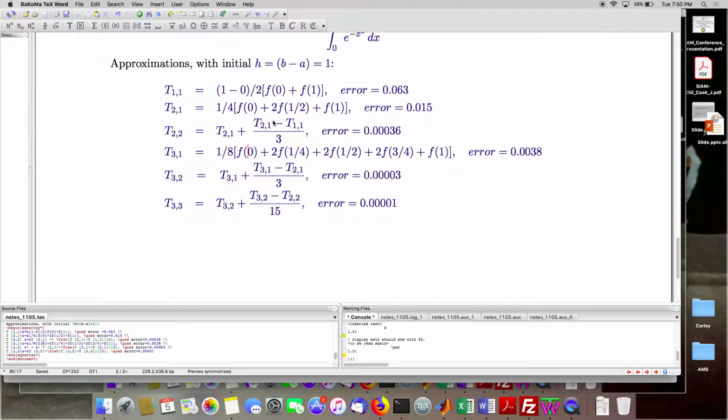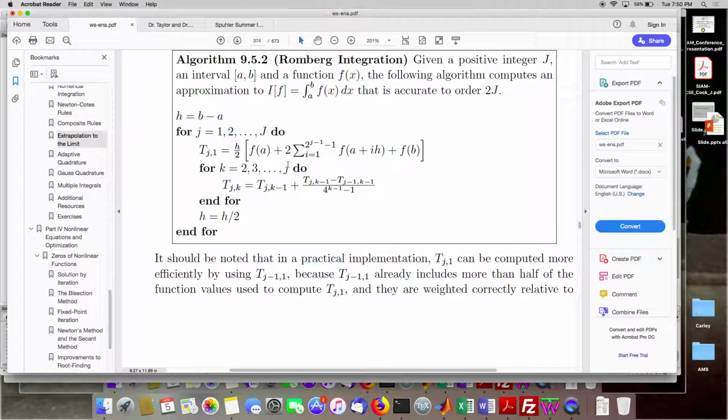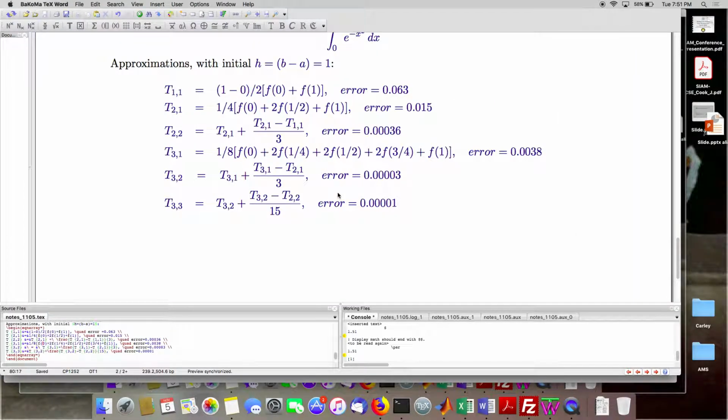So questions about how this was carried out? Where did you get 15 for T3? So if we look at the algorithm, it's always a power of 4 minus 1. Yeah. So 3, 15, 63, etc. And that's because of the even order error terms. Other questions? Okay.